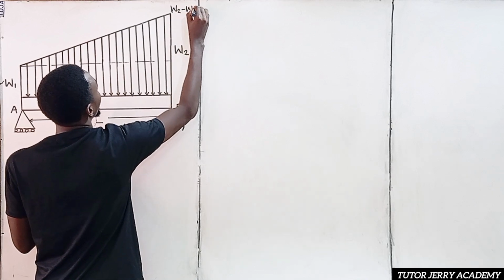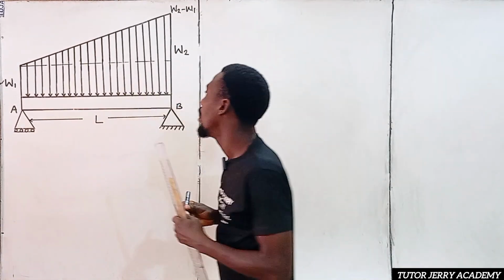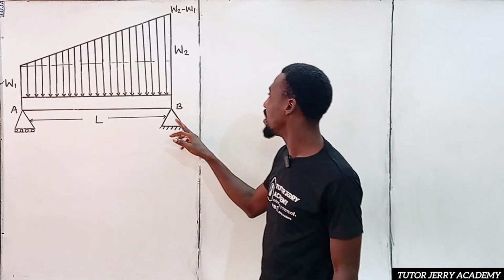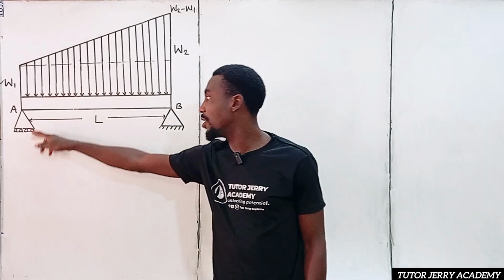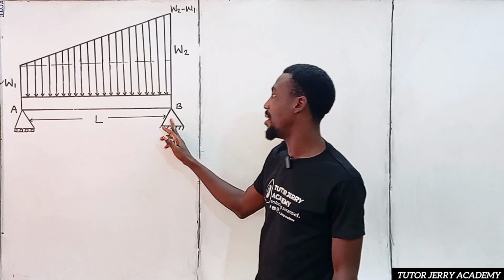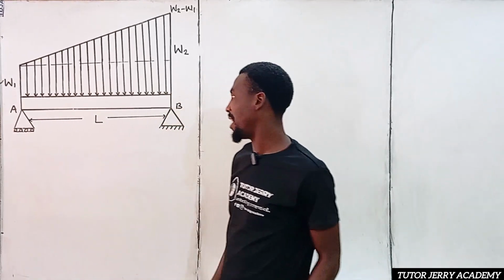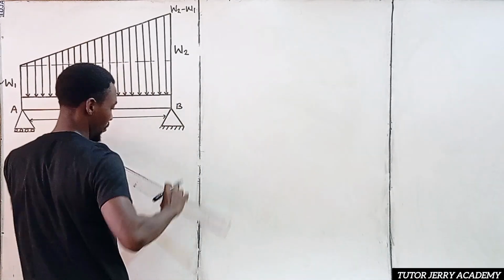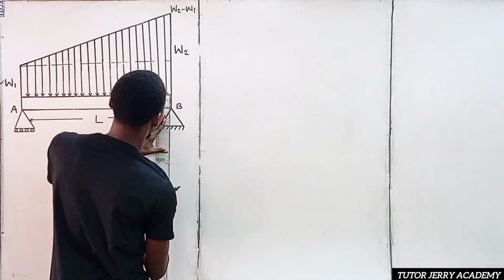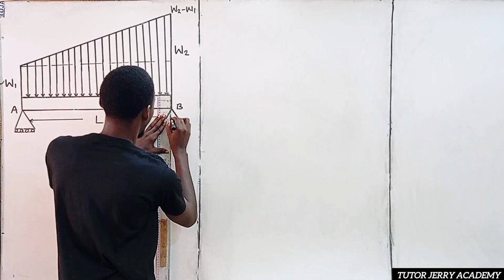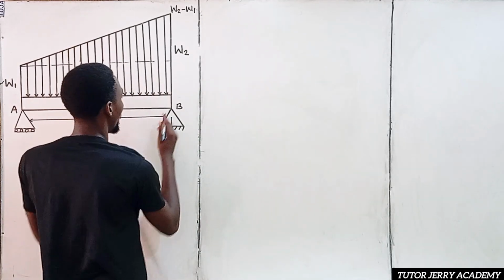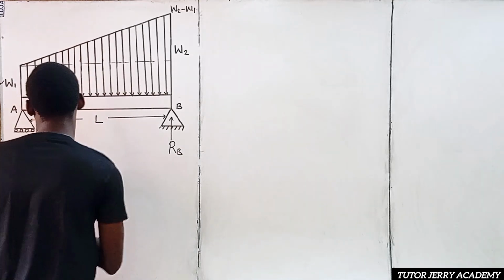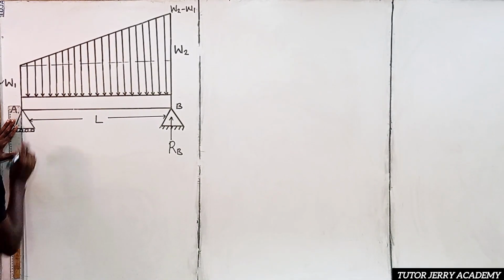minus W1. All right. Now, for us to continue, we are going to replace the supports with the reaction at B and the reaction at A. So we are going to have reaction at B here, and reaction at A here.